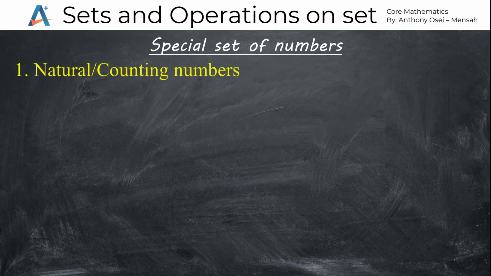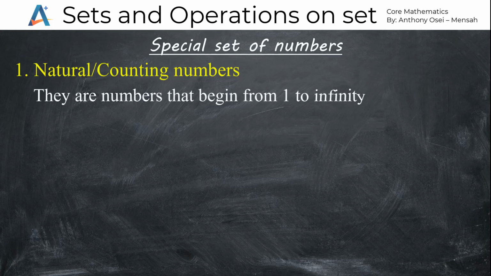The first type of special set of numbers is what we call the natural numbers or the counting numbers. Natural numbers or counting numbers are numbers that begin from 1 and end at infinity, or have no end. So if numbers such as 1, 2, 3, 4, 5, 6, 7 and so on are there, then we regard them as natural numbers or counting numbers. So you see, with counting numbers, they can be counted. And please mind you, 0 is not part of counting numbers. So we have to take note of that.